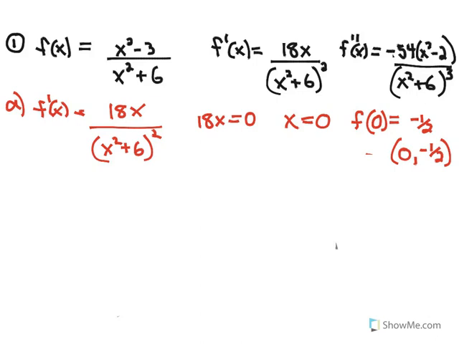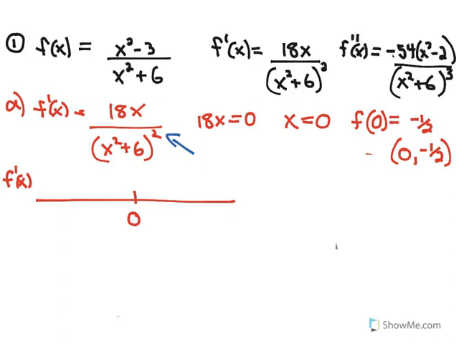Intervals where f of x is increasing versus decreasing. I'm going to do this all together. The way I do it is I put 0 on the number line. I figure out if f prime of x is positive or negative to the left of that. So all you do is plug it into the first derivative here.